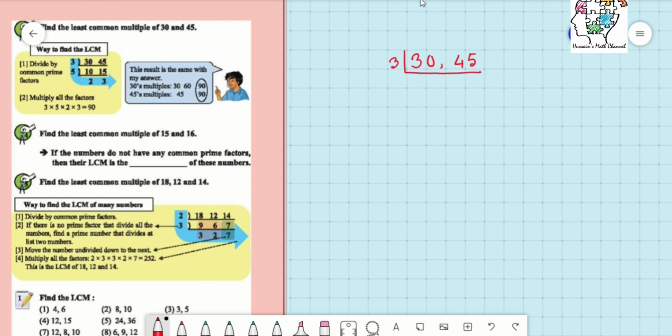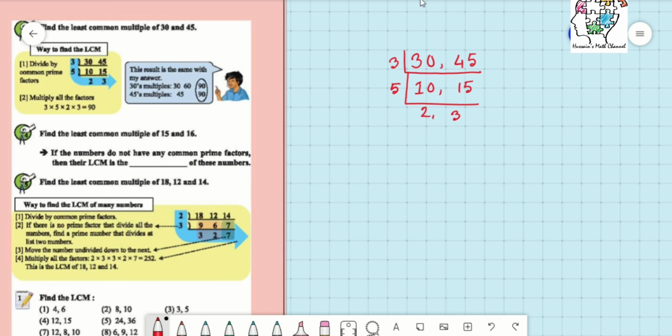The smallest number by which we can divide 30 and 45 is 3. So 3 tens are 30 and 3 15s are 45. Now here again we can divide this 10 and 15 by 5. So 5 2s are 10 and 5 3s are 15.